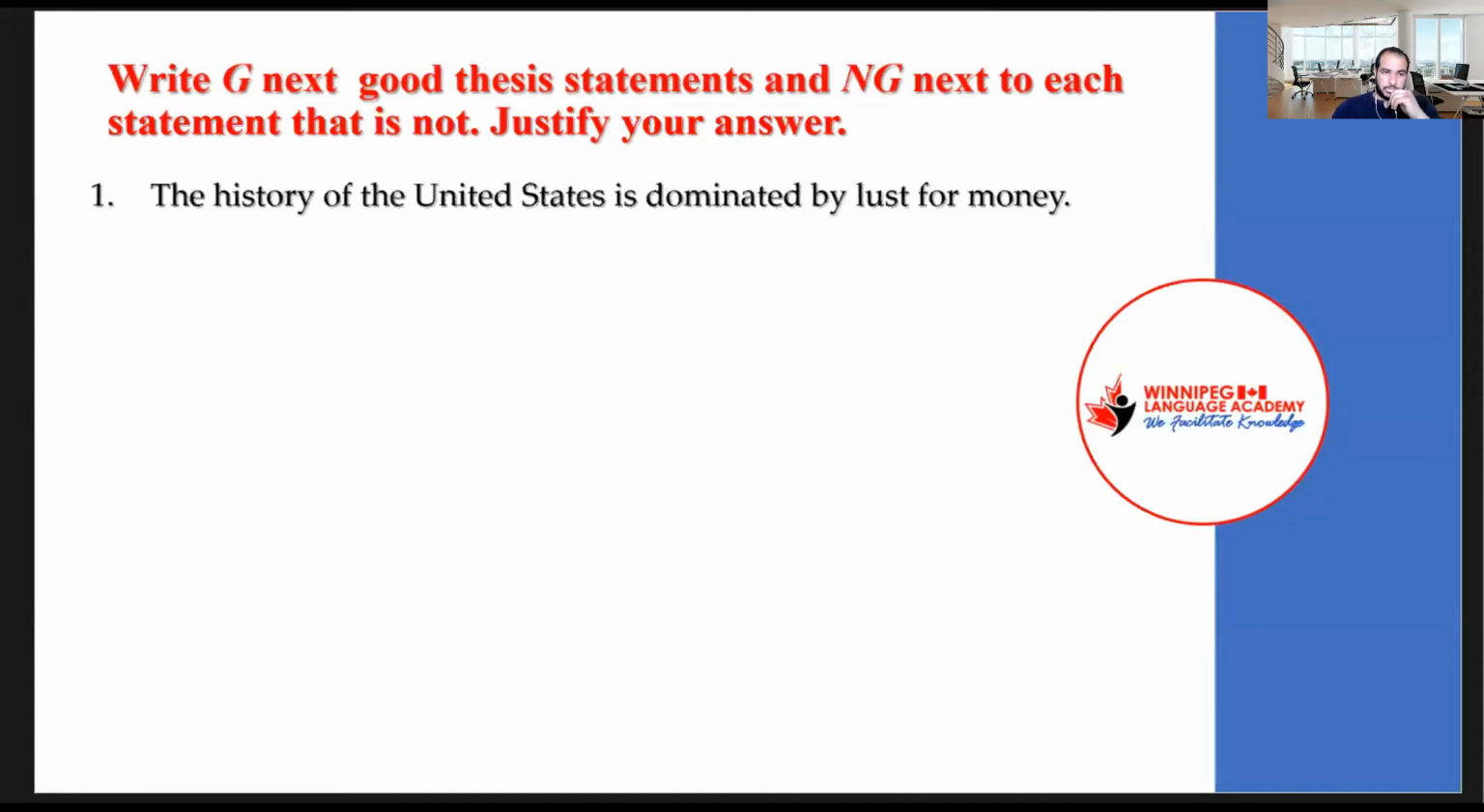I think it would need something to complete it. Can a sentence stand on its own starting with if? Starting with if, that is the idea. If the United States is dominated by lust for money, and stop. No, I think this would be a dependent clause. A dependent clause means it needs to be completed. Yeah, that's the idea. That's correct. Thank you for sharing.